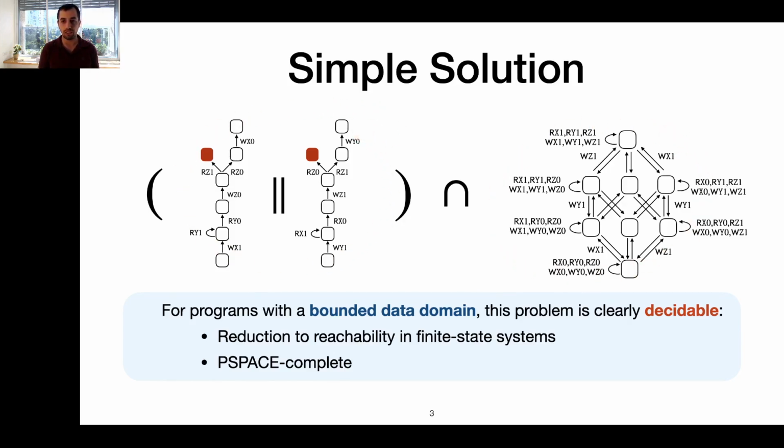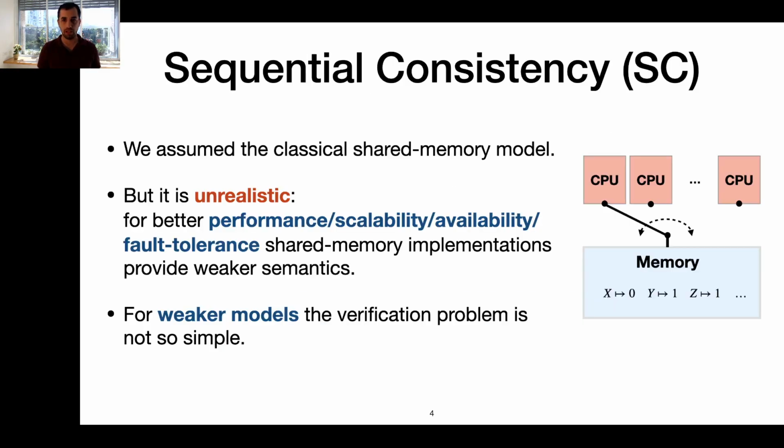If the program has a finite data domain, as we assume here, then we get a finite transition system, and reachability is clearly decidable. Implicitly, we assume that our memory provides sequential consistency, where the different threads take turns communicating with one global memory. While this model is easy to understand, it is actually unrealistic. To improve performance, systems nowadays provide weaker guarantees, which makes this verification problem much more interesting.